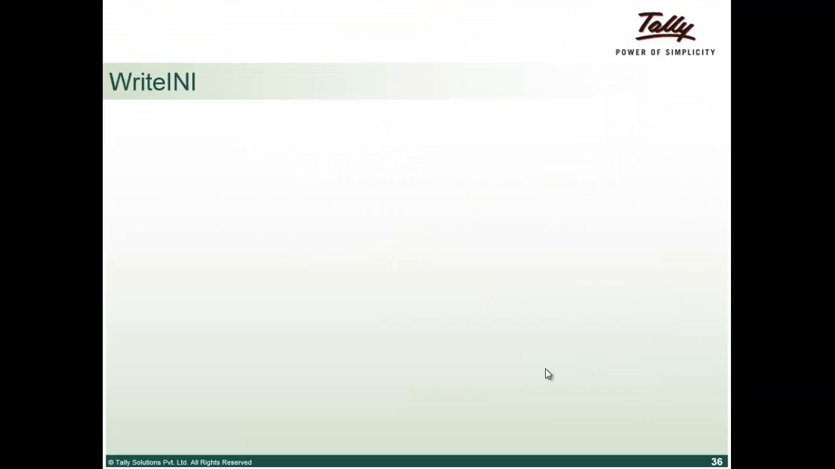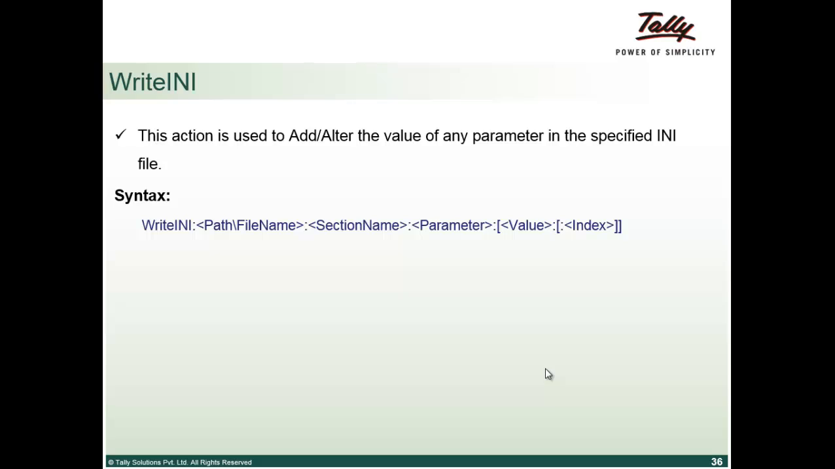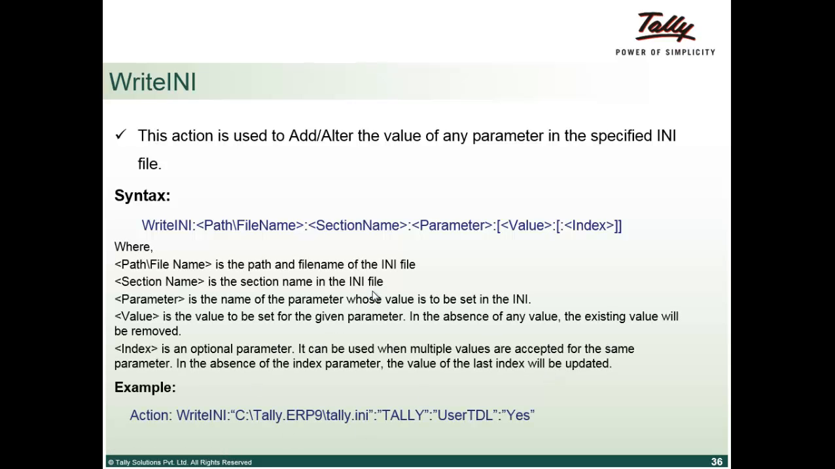So moving on to the next action. The next action is the write ini action. This action is used to add or alter the values of any parameter specified in your ini file. The syntax is like this. The first parameter specifies the path and the file name of the ini file, and then there is a section name, which is nothing but the name of the section in the ini file. Then there is a parameter, where you specify which parameter's value you want to change in the ini file, and then there is a value parameter, where you specify the value which you want to set to the parameter.